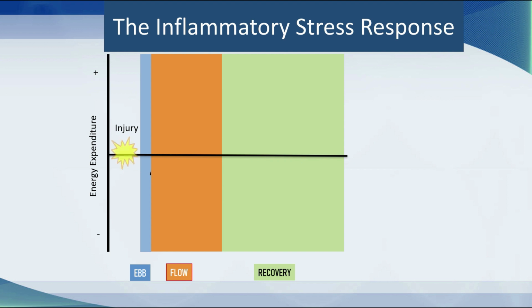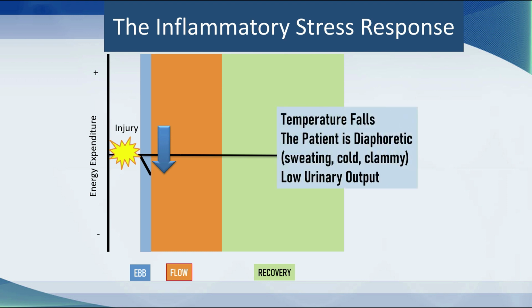There's an injury phase here, and immediately after the injury phase happens, everything slows down. The body essentially goes into a hibernation state. The temperature falls. The patient exhibits lots of adrenergic activity. That means organ systems respond to epinephrine, adrenaline, so they become diaphoretic. They're cold and clammy in their extremities, but their eyes dilate, they become sweaty, and the urinary output falls. And this is known as the Ebb phase of the stress response.